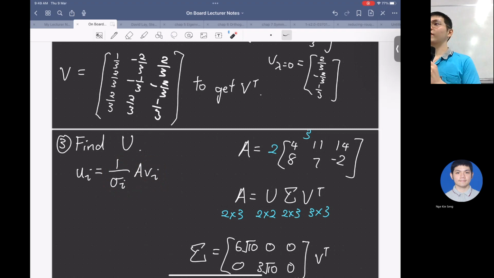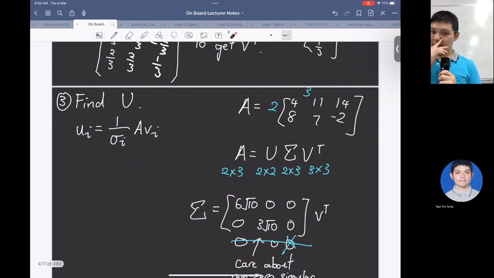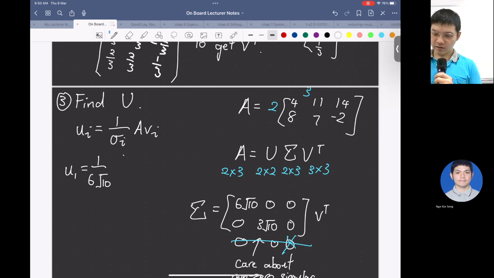Because what? Because VI is the eigenvector for ATA, not A. Okay. So AVI is something else. So you need to take AVI, divide by sigma I. So do I have AVI on my hand? Okay, I did. So we need to, for example, compute this.